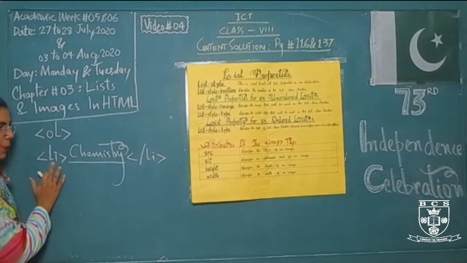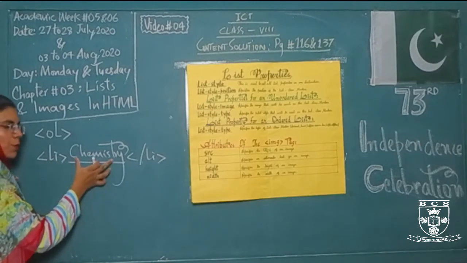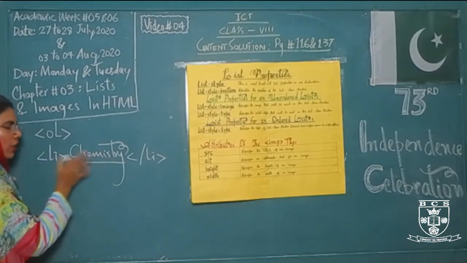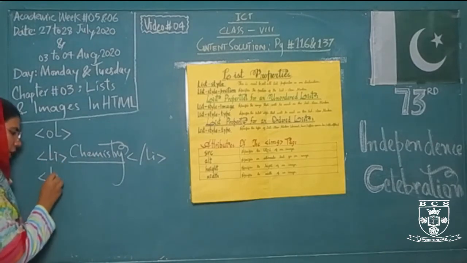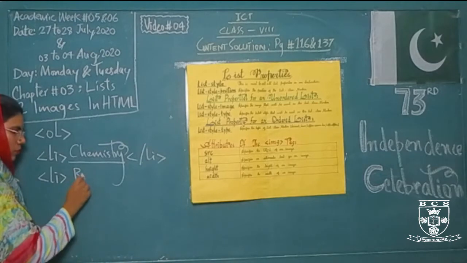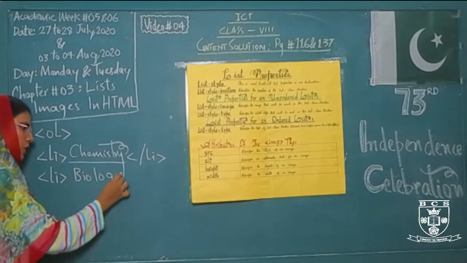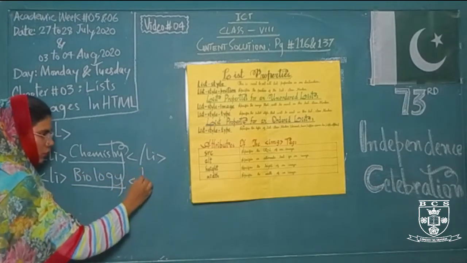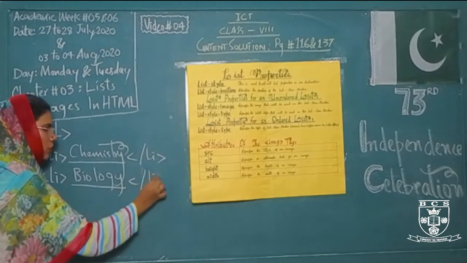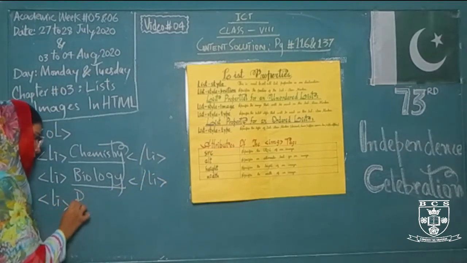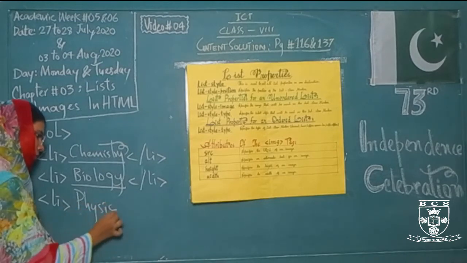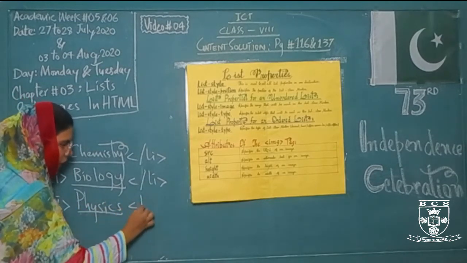This li is representing your list item. So this particular text that we are adding here is representing our list item. Again, if I am having the next subject, biology, this is your second list item. For the third list item, physics, again I am using the same tag.